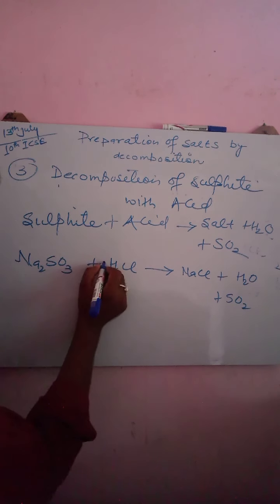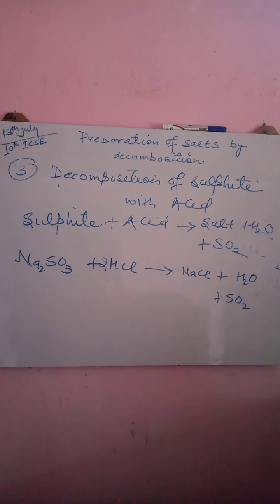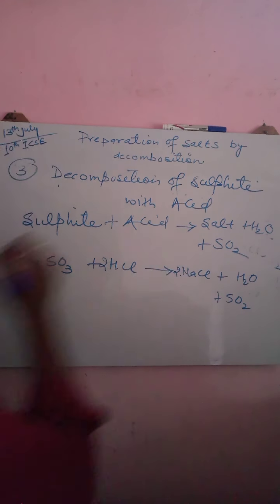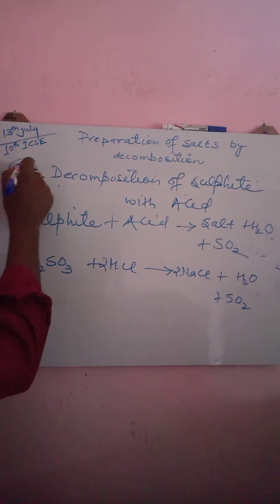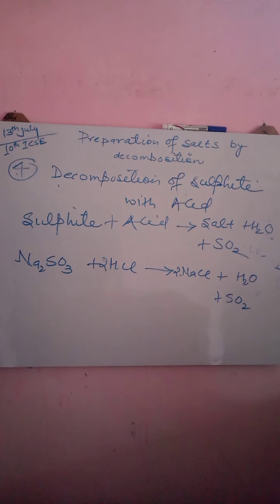Here you can put the coefficient 2 in front of HCl, to form 2NaCl along with water molecule and sulfur dioxide gas. This is the way how salts are prepared by the decomposition reaction.